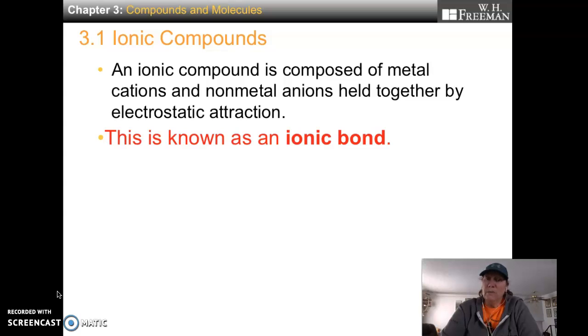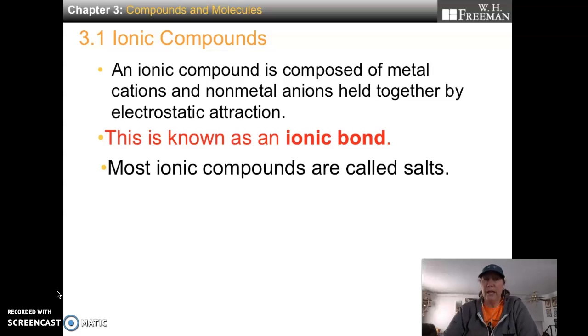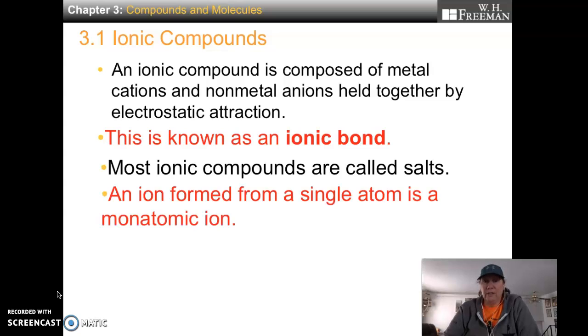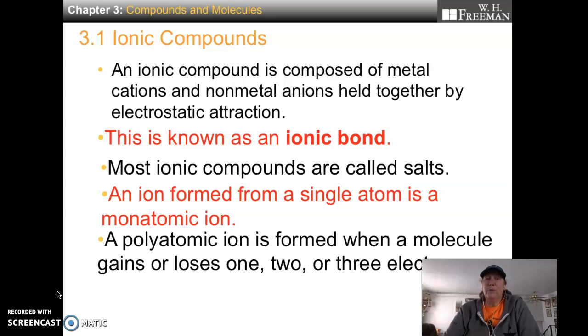If they lose them, they become positive. That's a cation. If they gain them, they become negative. That's an anion. Most ionic compounds are called salts. And again, you can tell if you put a metal and a nonmetal together, you're going to have a salt. An ion formed from a single atom is called a monatomic, mono meaning one, ion. And then there's polyatomic ions.